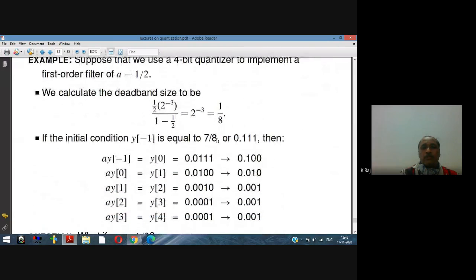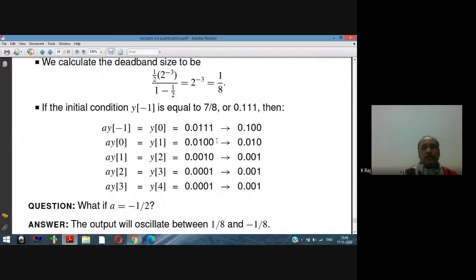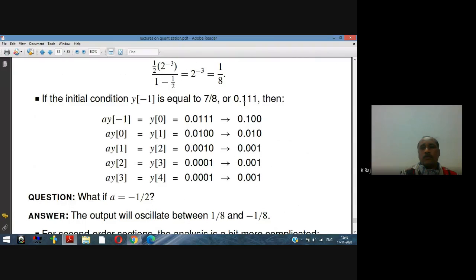If the initial condition y(-1) is given and it is equal to 7 by 8, that is 0.111, then what will be the output y(n), that is a y(n-1)? When n is equal to minus 1, it becomes y(0), which is initially equal to 0.00111, and because we are using these bits, the approximate value or the rounding of this one may be represented as 0.100.